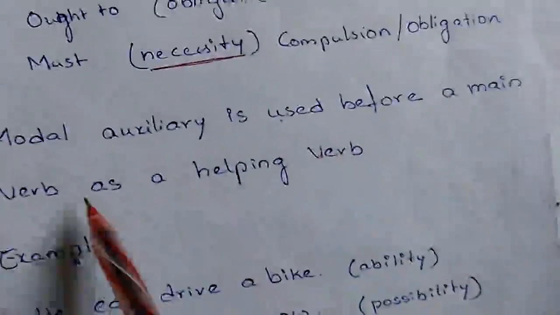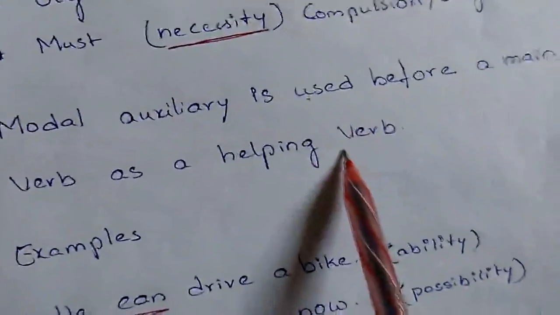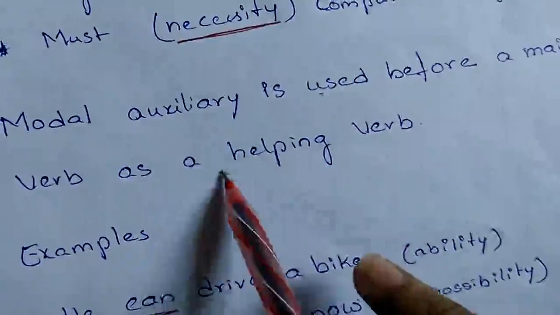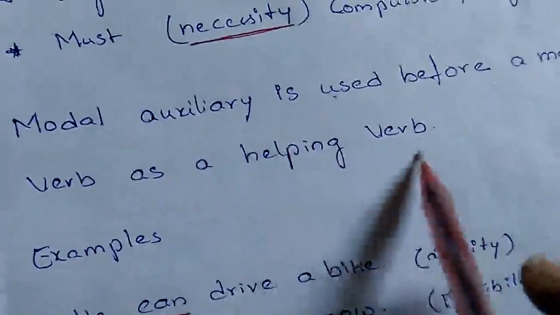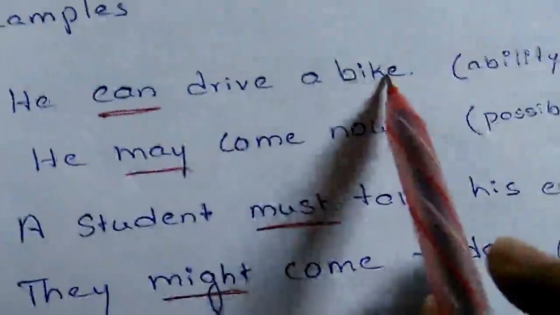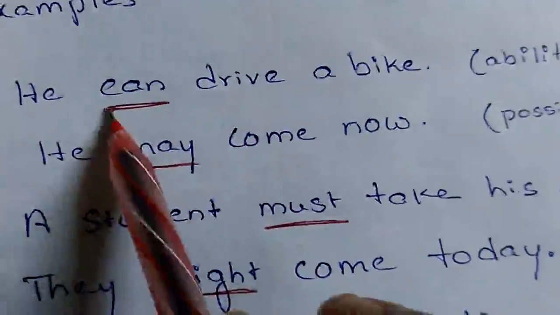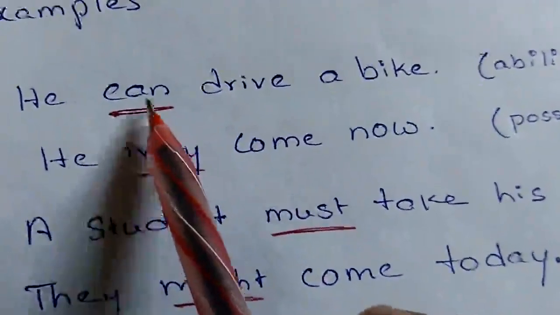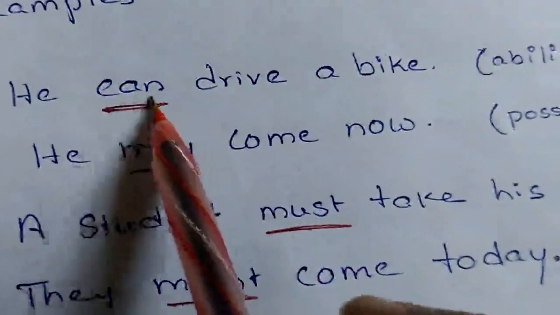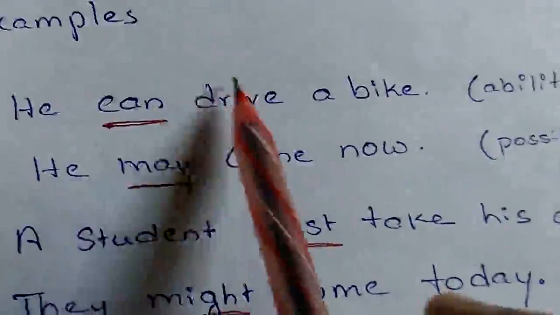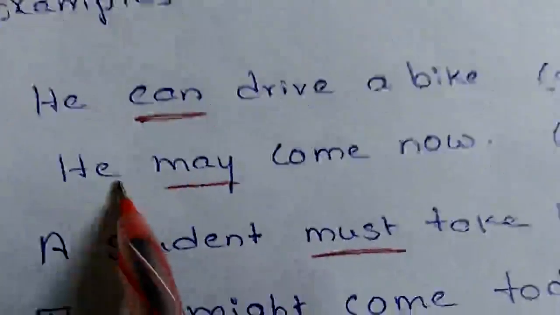Modal auxiliaries are used before a main verb as a helping verb. As we use primary auxiliaries, we use modal auxiliaries also as helping verbs in a sentence, and these helping verbs are placed before the main verb. Example: he can drive a bike. Here, drive is the main verb, and can is used as a helping verb, but it is a modal auxiliary, and it shows the ability of the person, that he can drive a bike.